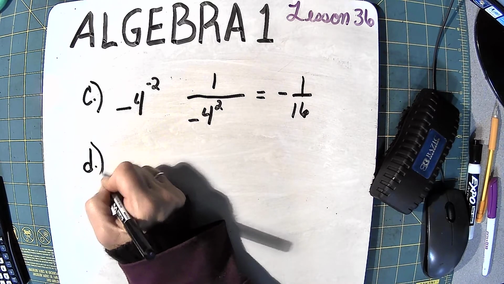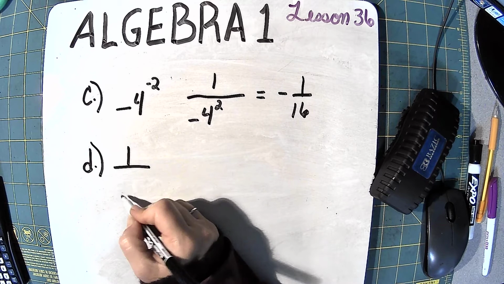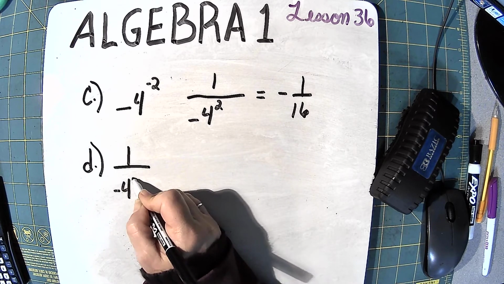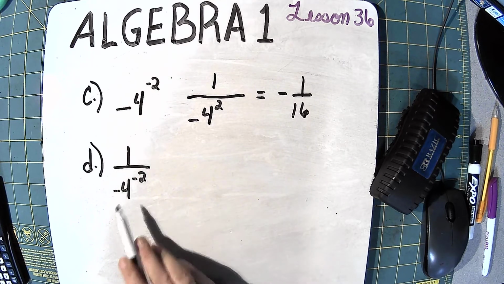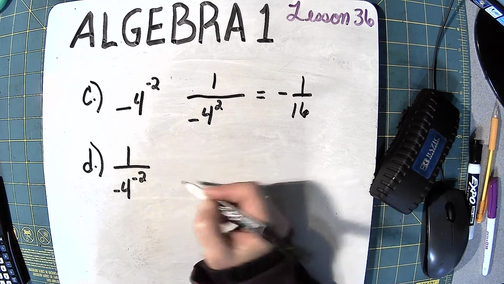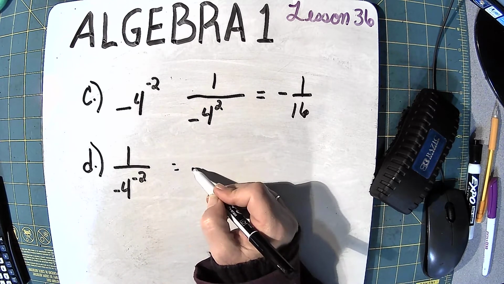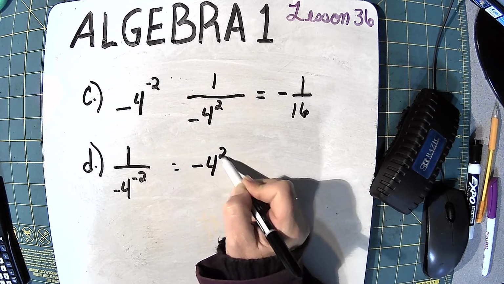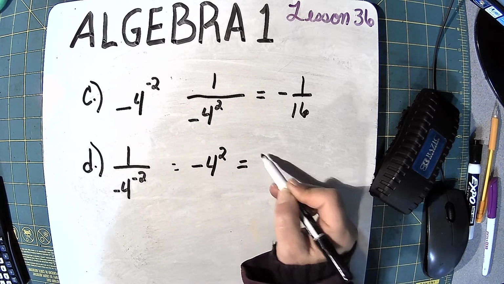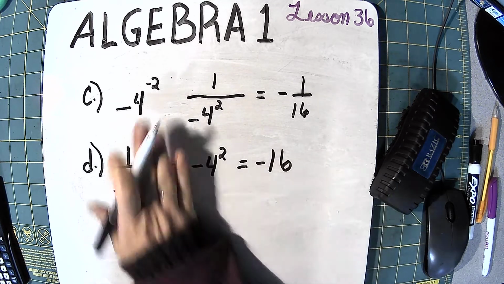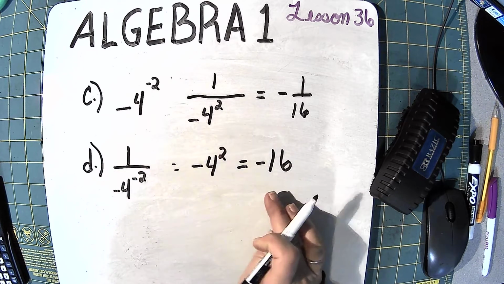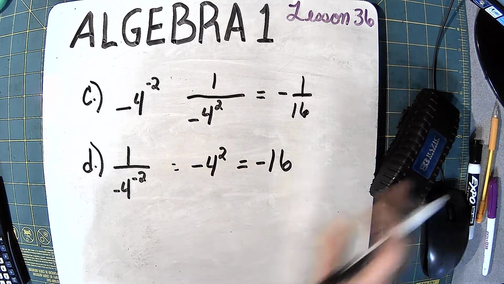D is 1 over negative 4 to the negative 2. Okay, to fix that one, I'm going to put it to the top of the fraction. So I'm going to have negative 4 squared, which would be negative 16. Cover that up. 4 times 4 is 16. Put it back on.